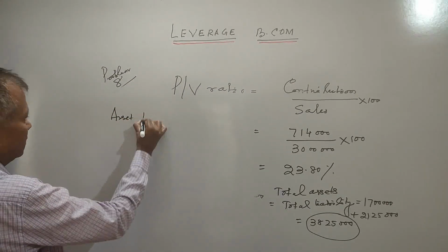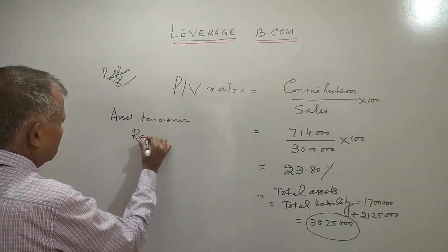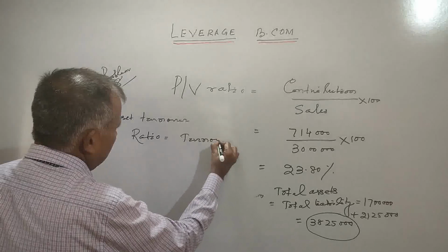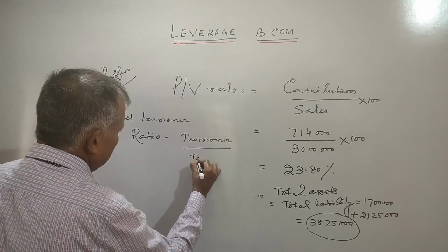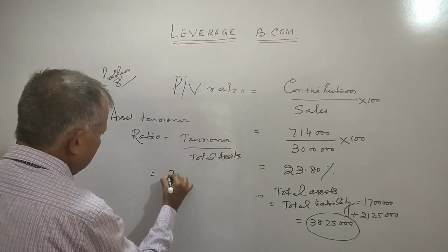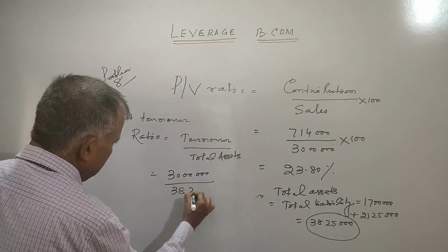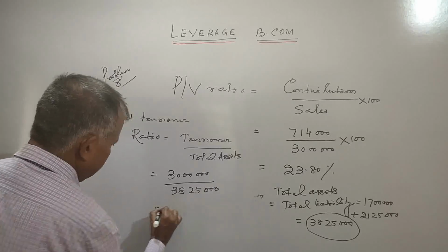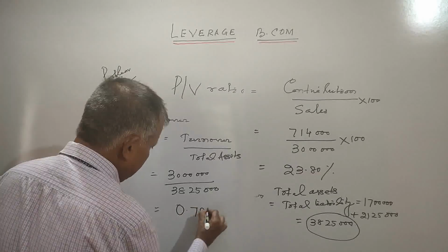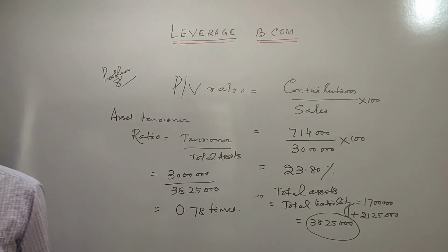Asset turnover ratio is turnover divided by total assets, right? Turnover has been given as sales, and total assets are 38,25,000. The ratio comes to 0.78 times. That is the asset turnover.